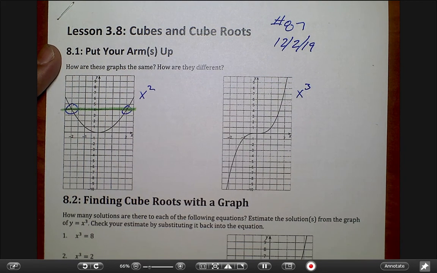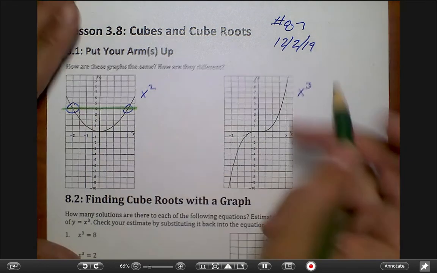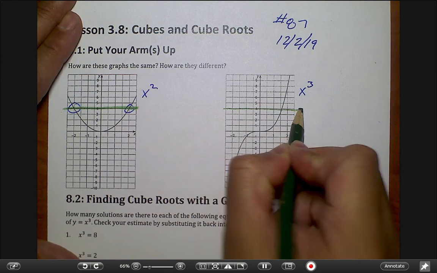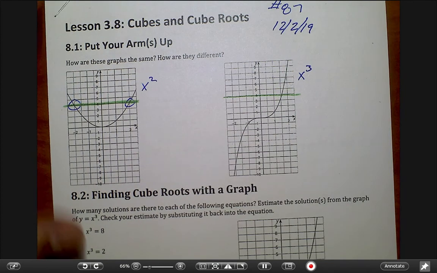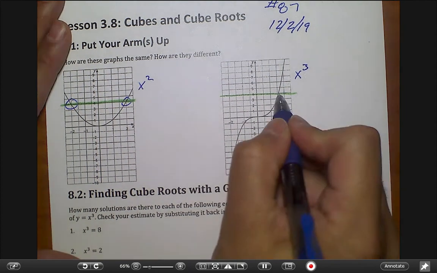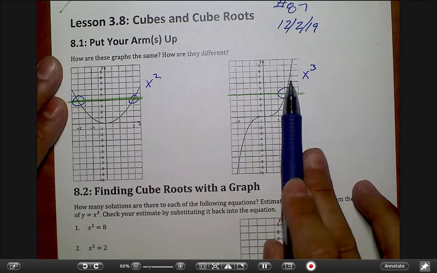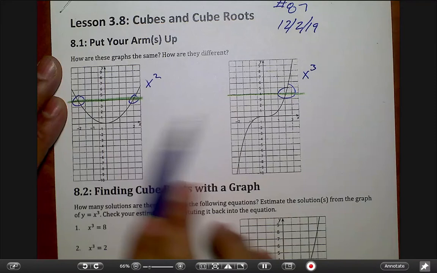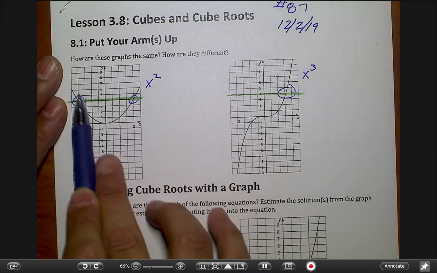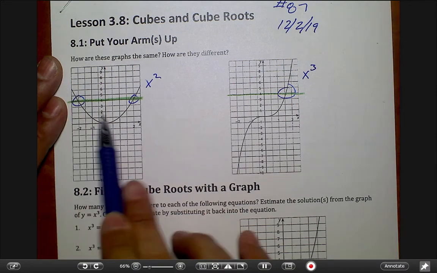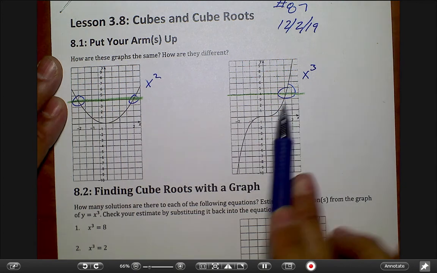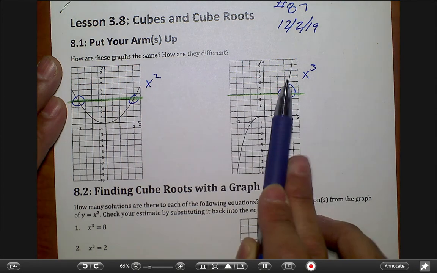All right, what about these over here? Let's do the same line at 4. Same line at 4 right there. And what do we know? I have just one solution. No, this one's only one. Because, look, on this one, it only crosses my line once. This one, it crosses here, and it crosses here. That's why this one is plus and minus 2. This one is an x cubed, and so it only touches it one time.